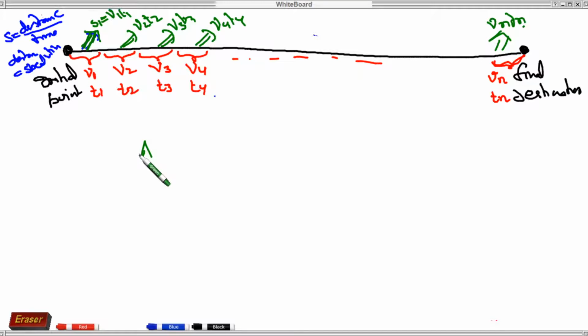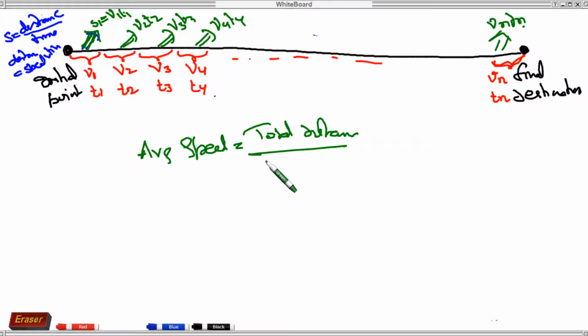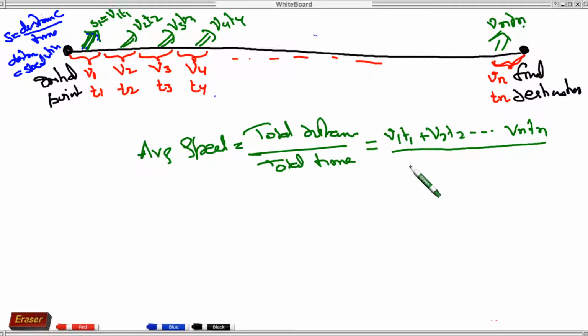So what would be the average speed? That is equal to total distance over total time. The distance will be v1 t1 plus v2 t2 and so on to vn tn, over total time, that will be t1 plus t2 and so on to tn. This is how we are going to calculate the average speed in this scenario.